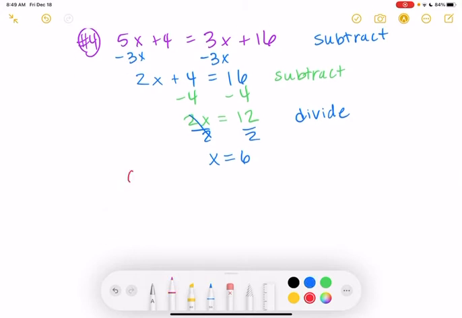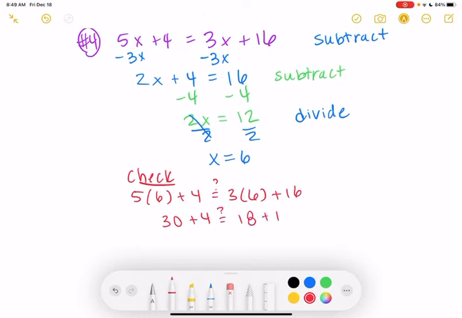And we can check it. Everywhere I see an x, I'm just going to put a 6. So 5 times 6 plus 4, 3 times 6 plus 16. We're trying to see if this works out. So we have 30 plus 4 and an 18 plus 16. And we get 34 equals 34.